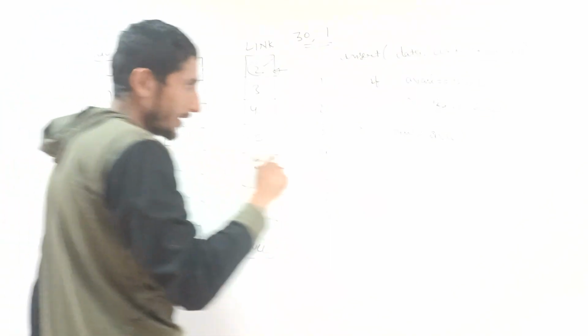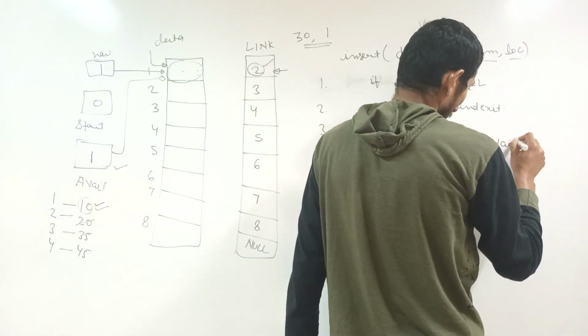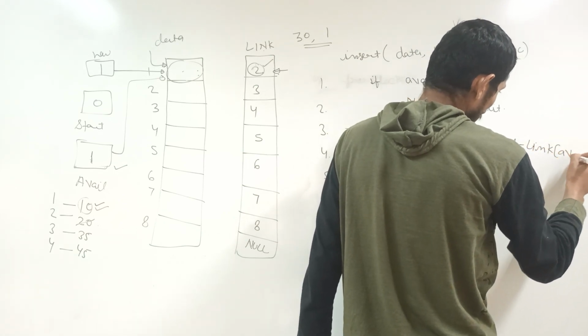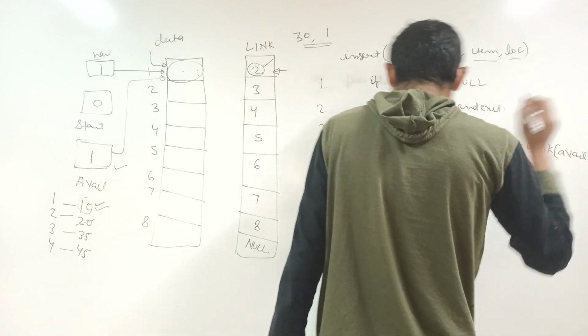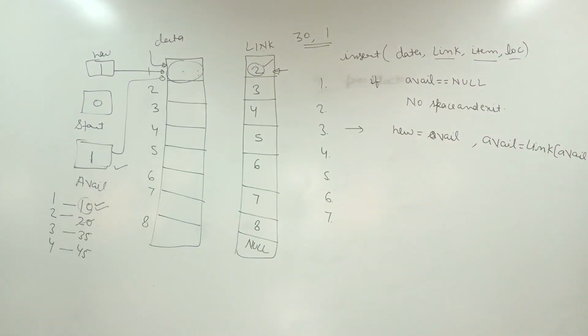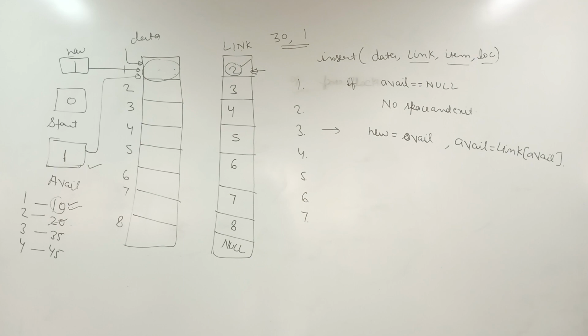So what can I write? I can write avail equals link of avail. Please pay attention. You have to focus on two things: how blocks are connected. Are you following this one? How blocks are connected. If you look closely, what is going to happen?